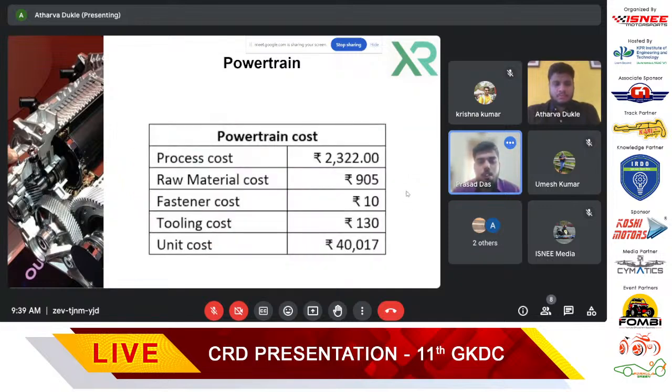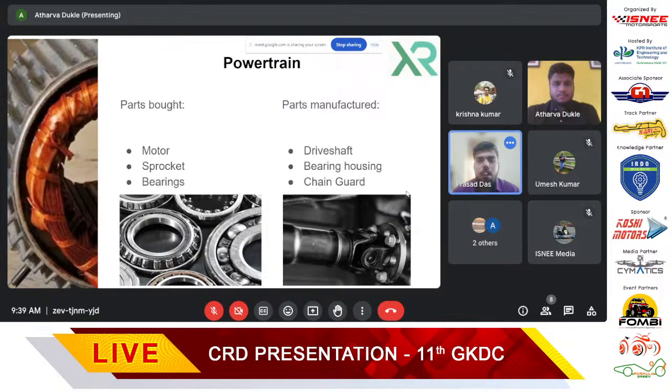For the powertrain, the process cost is 2322, while the raw material cost is 905, fastener cost 10 rupees, tooling cost 130, and the unit cost for the powertrain is around 40,000. The parts that have been brought in are the motor, sprocket, and bearing, while the parts that we have manufactured in-house are the drive shaft, bearing housing, and chain guard.